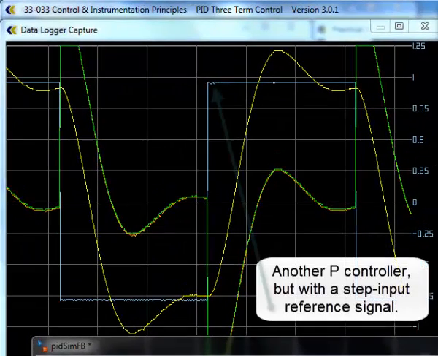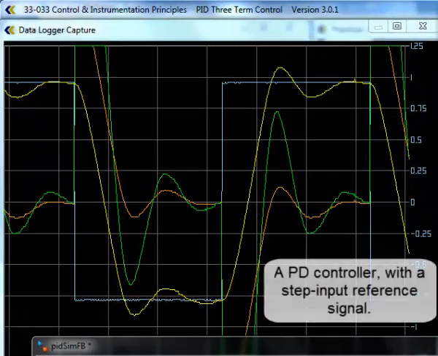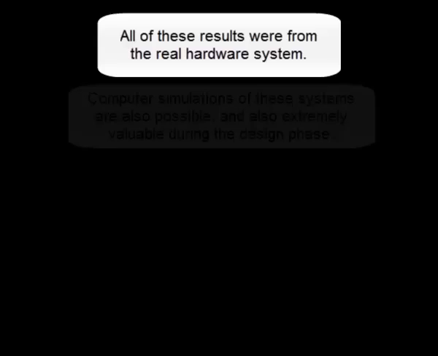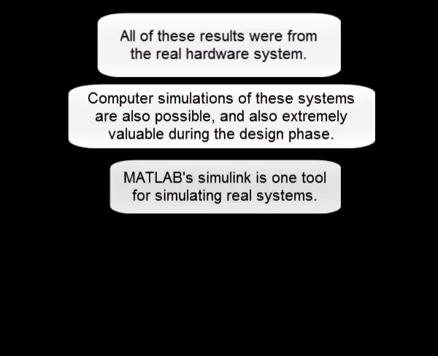Another P controller, but with a step input reference signal. A PD controller with a step input reference signal. All of these results were from the same real hardware system. Computer simulations of these systems are also possible and also extremely valuable during the design phase especially.